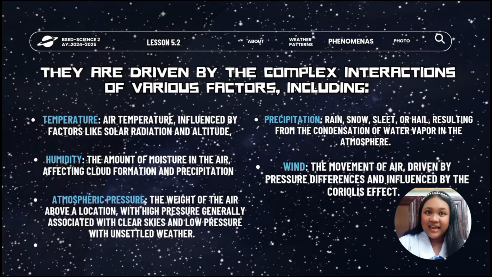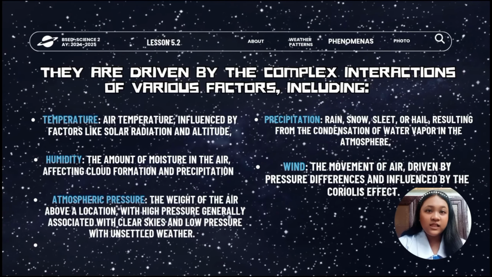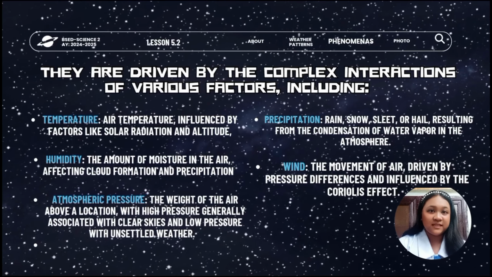Have you ever experienced an extended weather pattern? Maybe a heat wave or heavy rains that lasted for days. These patterns aren't just random. They're actually driven by a variety of factors. Temperature, humidity, atmospheric pressure, precipitation, and wind all interact in a complex way to shape these patterns. For instance, high pressure usually brings clear skies while low pressure can lead to unsettled weather like storms.